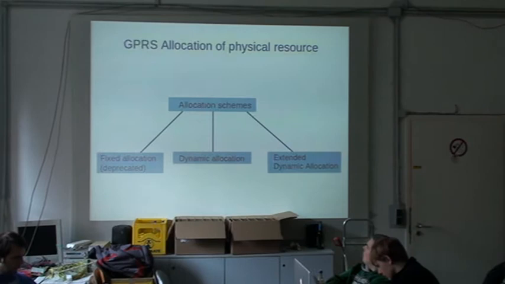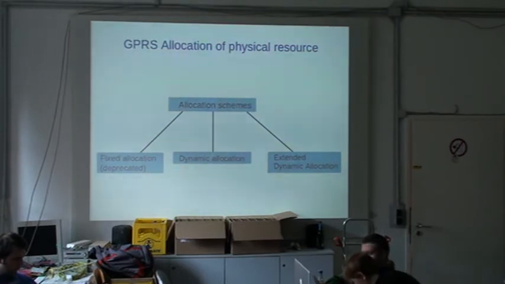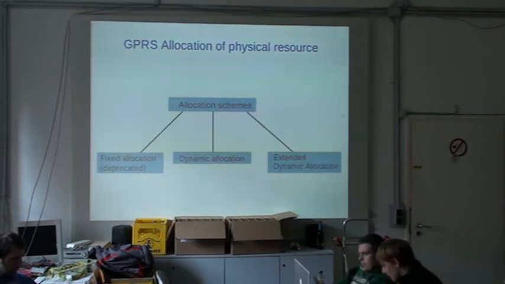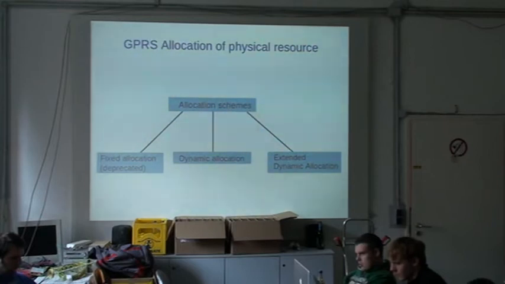Okay. Now let me tell you about different allocation modes for the uplink direction. It's the allocation of physical resources. Several mobile stations may be multiplexed on the same PDCH channels, and the task is to share the uplink bandwidth between several MS mapped on the same PDCH, and there are 3 allocation schemes.